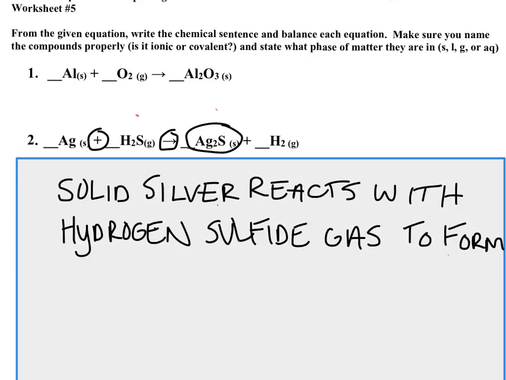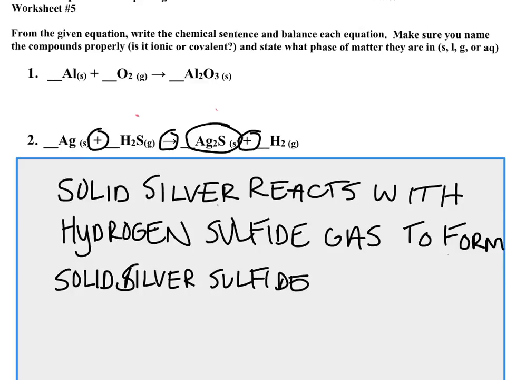It's going to form solid, and what is Ag2S? Well, Ag, silver, that's a metal. Sulfur is a nonmetal, so it's ionic. So I'm going to name it as an ionic compound with just a cation and anion name. So that's going to be solid silver sulfide. And this plus sign on the right side of the arrow does not mean reacts with again like it does on the left side. It just means and, because two things are forming. So solid silver sulfide is forming and hydrogen gas.